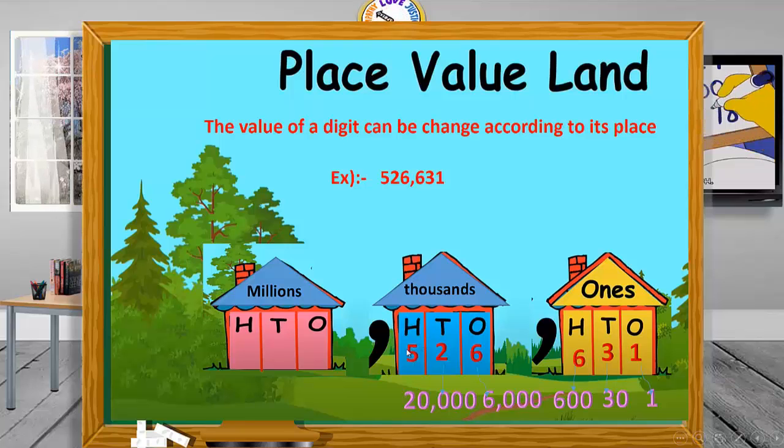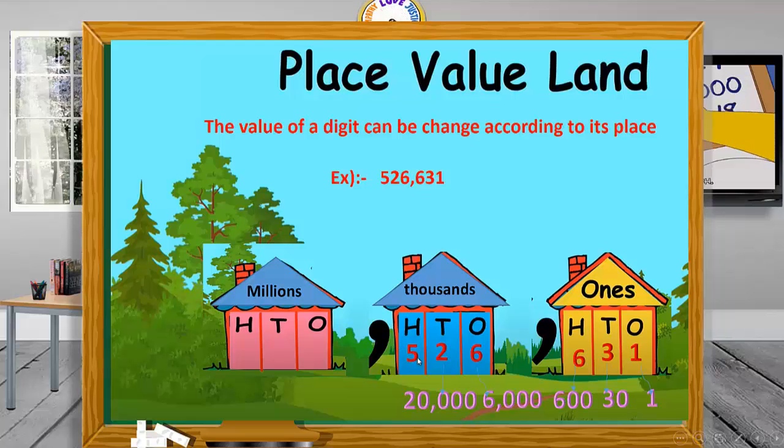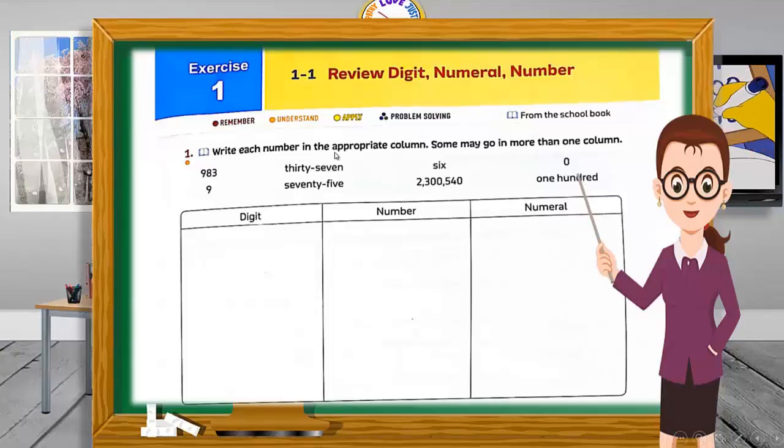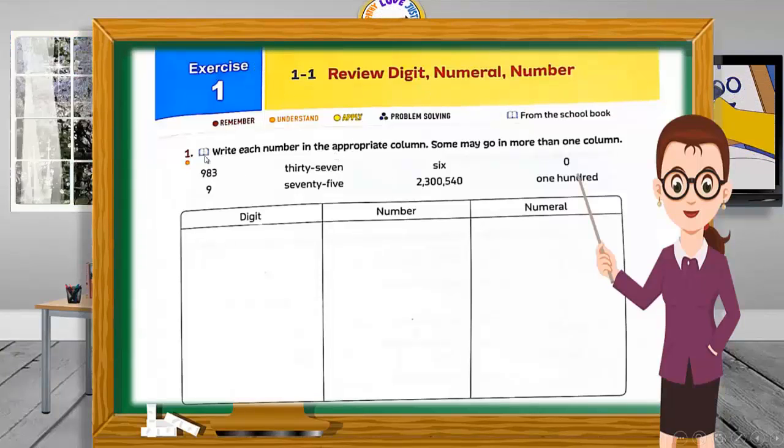Okay, last one. What is the place value of digit 5? 5 is in the hundreds of thousands, so the place is 100,000. And what is the value? The value is 500,000. Now we will go to our book, exercise number 1.